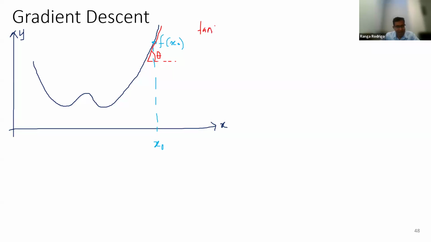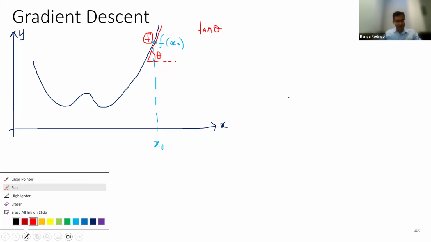So it's a small angle. So therefore, tan theta at this location is positive. Gradient is positive. So in gradient descent, we have to move in the negative direction of the gradient.